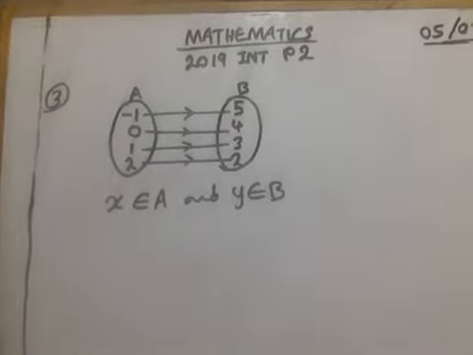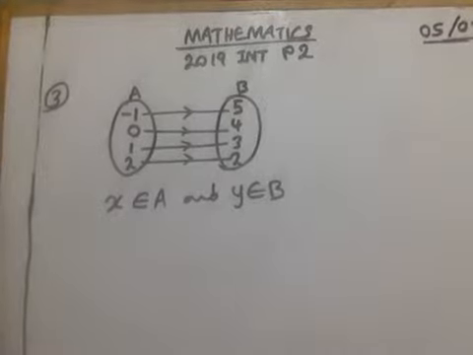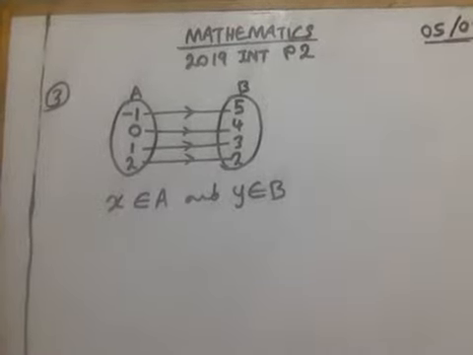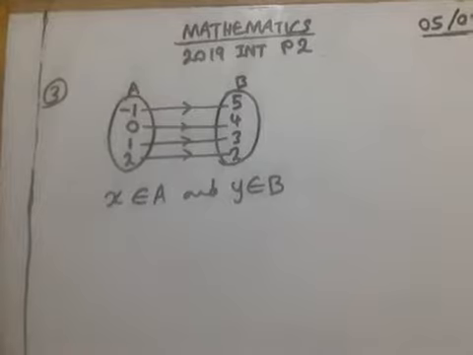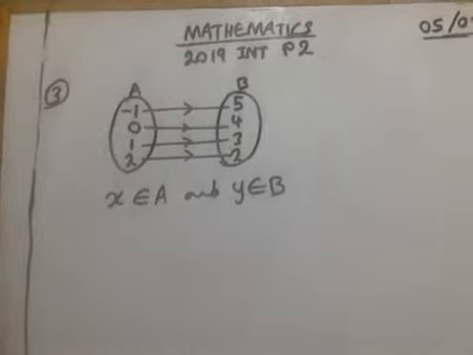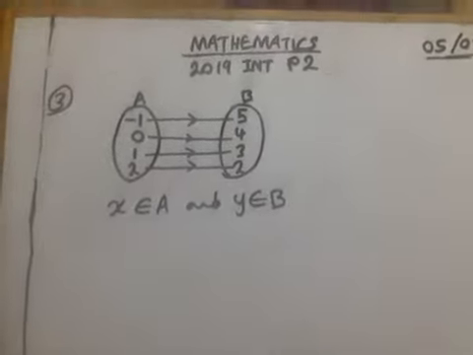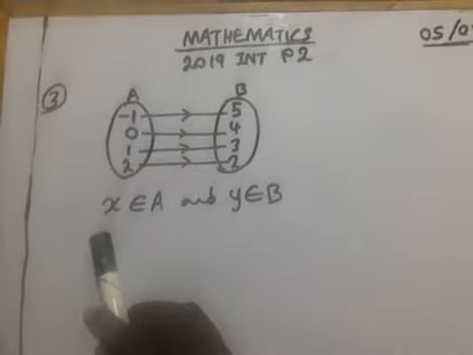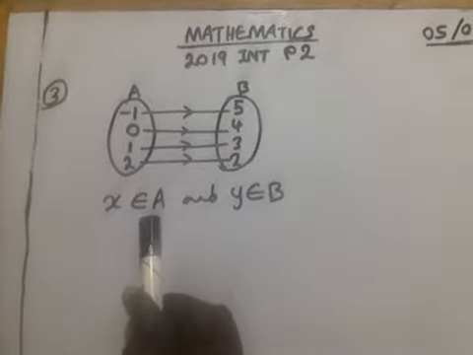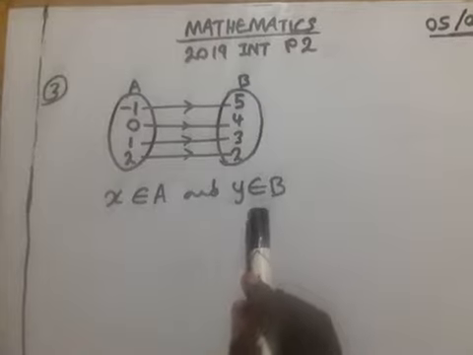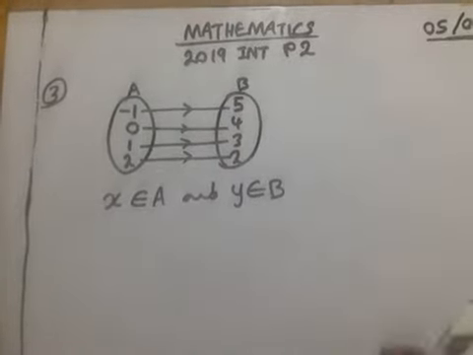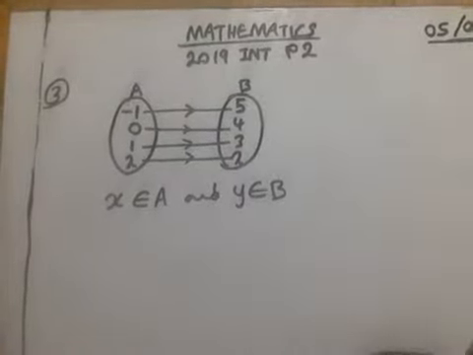Roman numeral 1: if x is a member of A and y is a member of B, write the formula for the relation. So if x is the member of A and y is the member of B, find the formula or the relation.